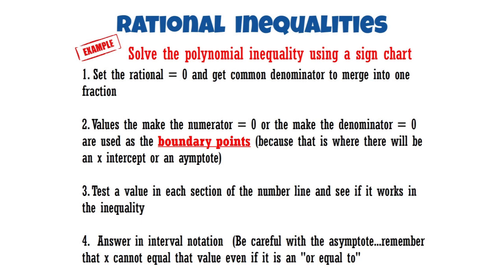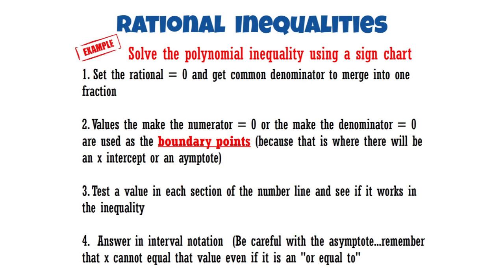All right, I'm going to do one more example. This time it's going to be a rational inequality. And so the to-do list is very similar. You're going to set the rational equal to 0. Now this is where it's a little bit harder probably. You have to get a common denominator to merge it into one fraction. Once it is a single fraction, then you go to step 2. Values that make the numerator equal to 0 or make the denominator equal to 0 are your boundary points. Something is happening on the graph at those two places.